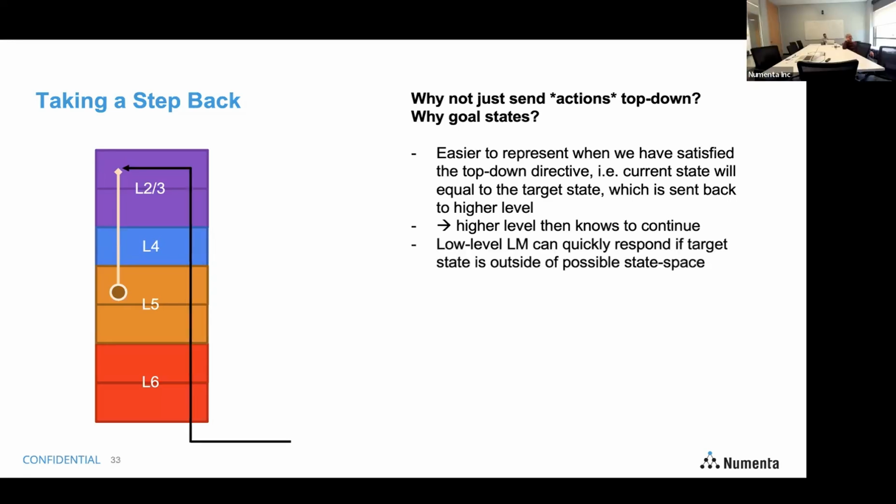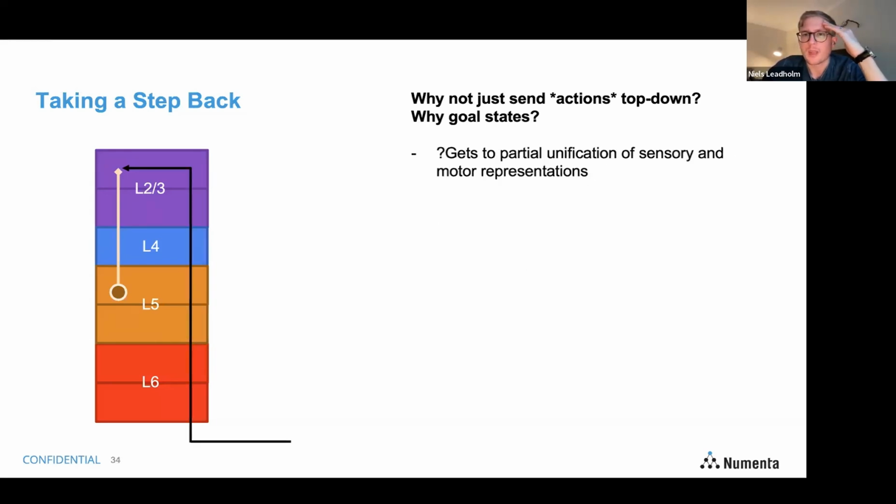And similarly, a low level learning module can quickly fire back if a target state is completely outside of its possible state space. It's just going to say, look, I can't help. And if everything is saying that, then you would more quickly realize, okay, I need to try a different approach at a high level.